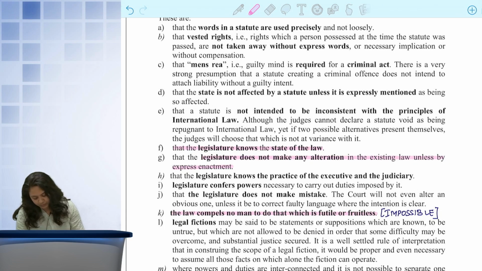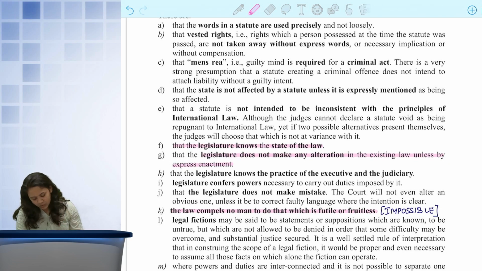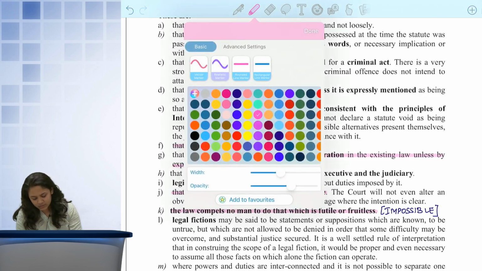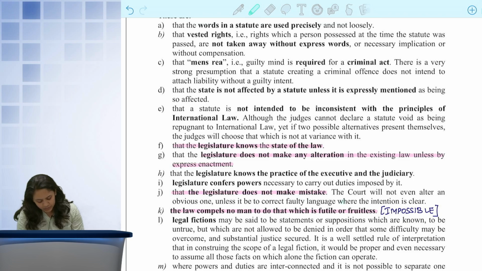Then, the legislature does not make a mistake. The court will not even alter an obvious one unless it is to correct faulty language where the intention is clear. I think this is the most important part. Where the intention is clear, even if it looks like there is a mistake over here, the court will not alter it because it is presumed that the legislature does not make mistakes.